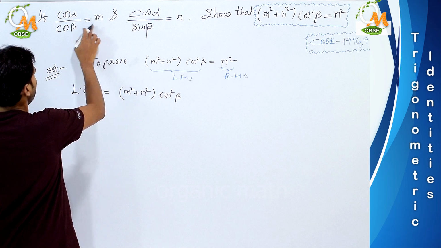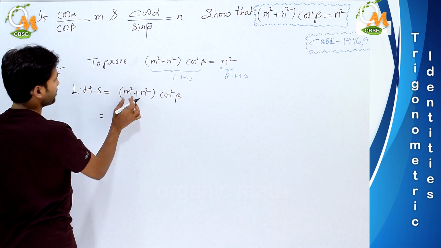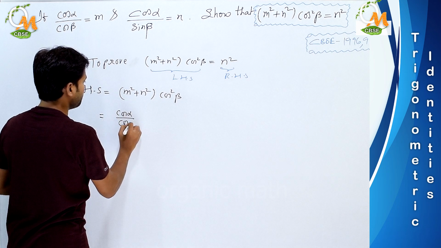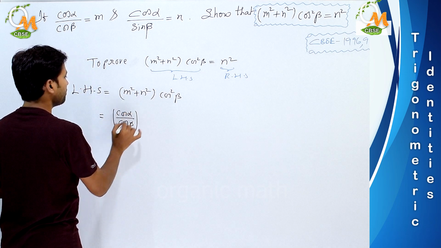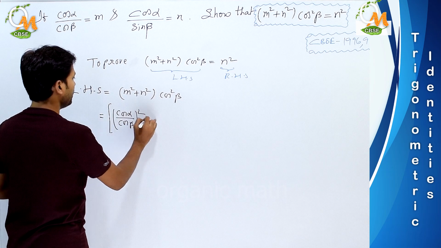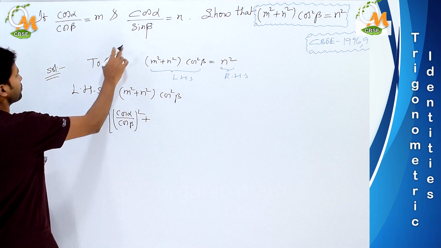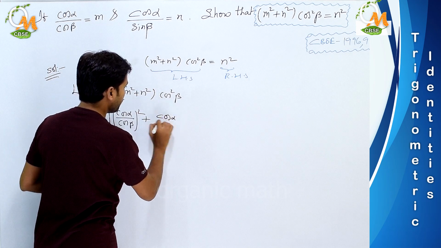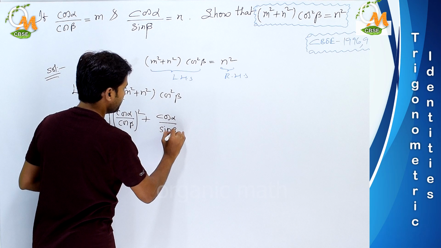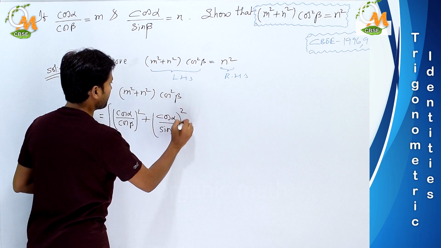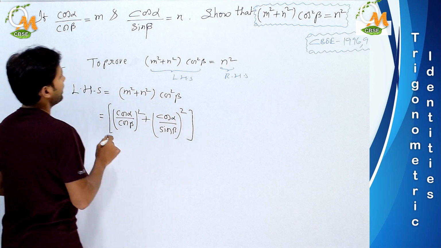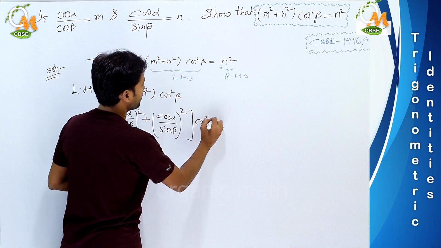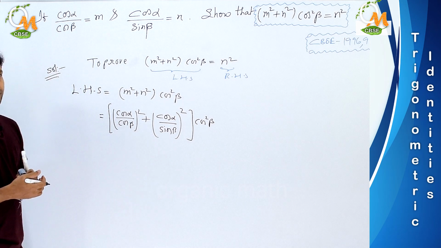Tell me what is m? Cos alpha by cos beta, let us put down, cos alpha by cos beta, for this whole square because it is m square, right? Plus n square, what is n square? N would be cos alpha by sin beta, let us put down the value, cos alpha by sin beta, for this whole square because this is n square, into cos square beta. So this is the given condition.